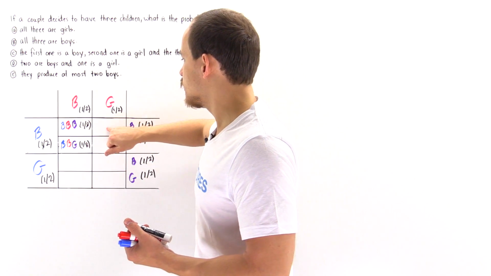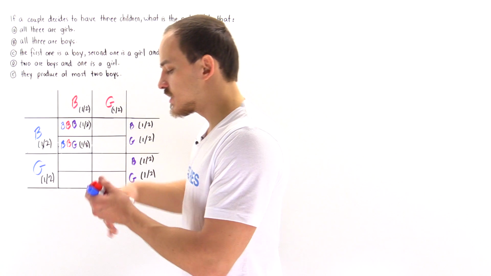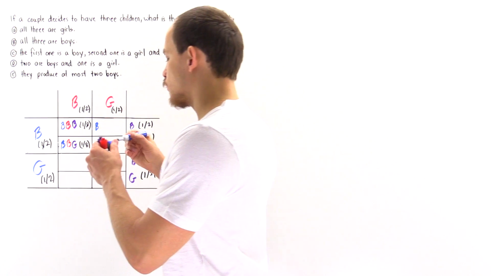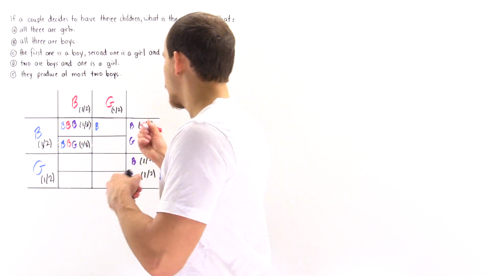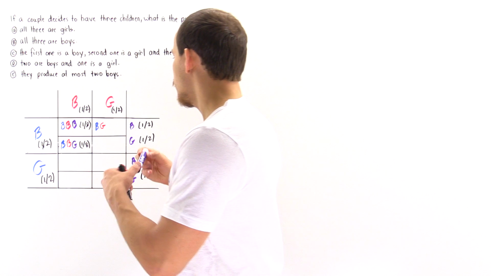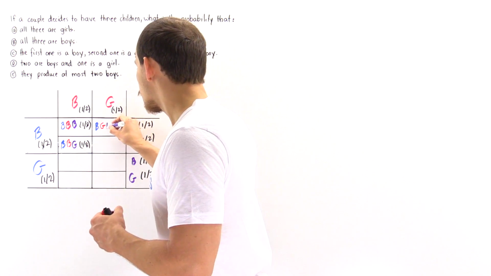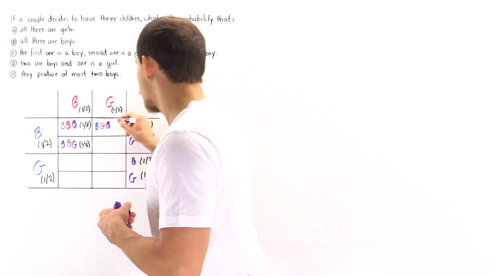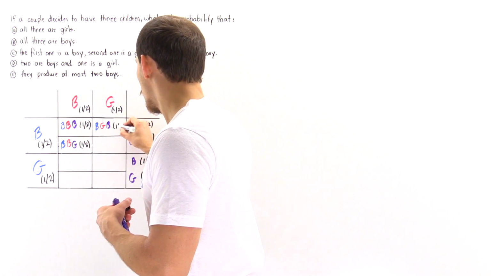Now we move on to this square. We have a boy the first time around, then we have a girl the second time around, and the third time around we have a boy. And the probability of this is the product of the three individual probabilities, and so that is, as in these two cases, 1/8.